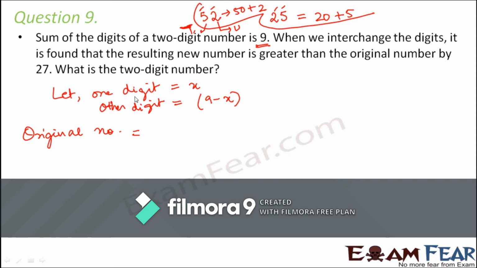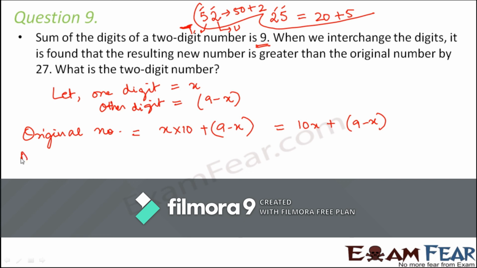So similarly, let's assume that in the original number, x is at the tens place, so it would be x into 10, plus the other digit at the unit place, which would be 9 minus x. So this is our original number: 10x plus 9 minus x.